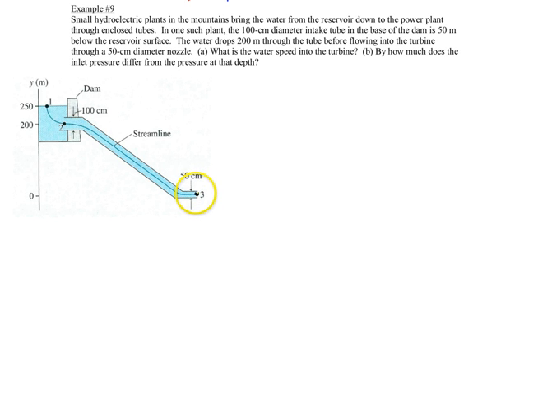turbine. Now, it tells us that the diameter of the intake tube, that would be number 2 here, is 100 centimeters, and the diameter on the nozzle at the end here, number 3, that goes into the turbine is 50 centimeters. And so what we're trying to find is the water speed that is going into the turbine. So really, what is the velocity at number 3? So let's start off by labeling all the different things that it's given.